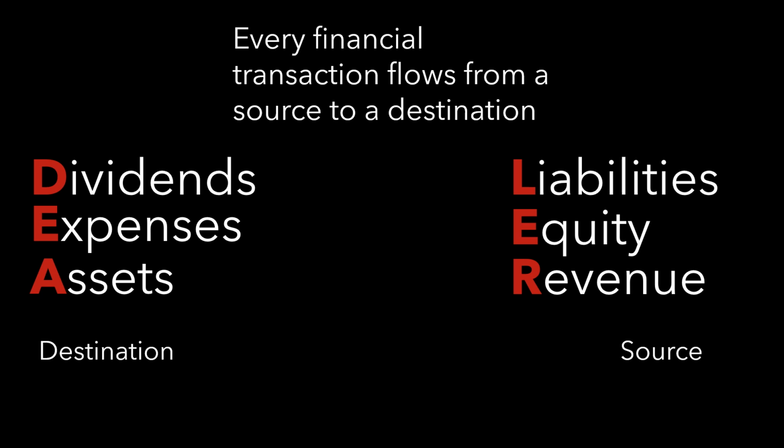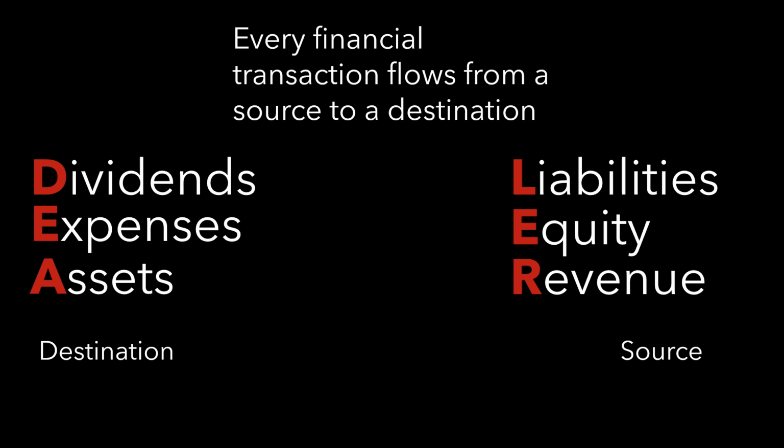Every financial transaction flows from a source to a destination. So if you think about this, the only way a company can have any money is either they took out a loan, which is a liability, the owner gave the money, or the shareholders, which is equity, or you sold a product or a service, and that is your revenue.